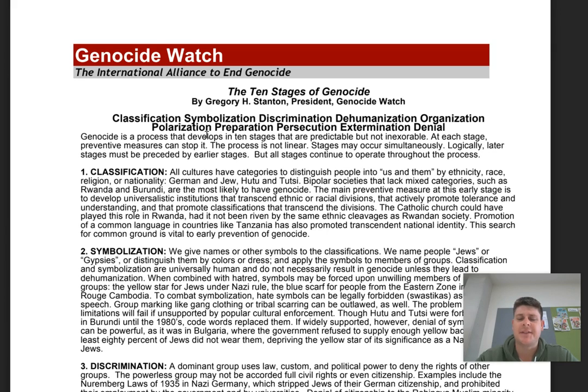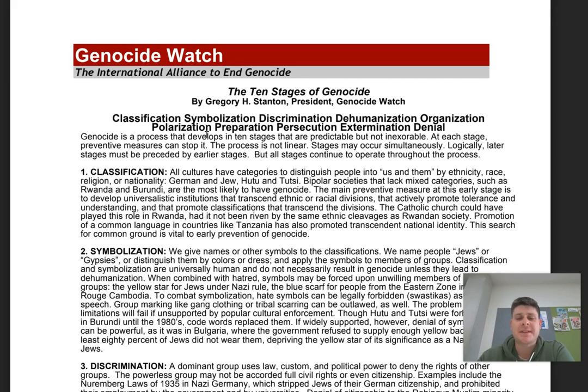And they are classification, symbolization, discrimination, dehumanization, organization, polarization, preparation, persecution, extermination, and then after, there is also denial as well. So let's have a look at this together and we can talk about it. Each stage signifies a different level heading towards genocide, but the process is not linear. Sometimes these stages that we look at today will actually occur simultaneously. That is, they will happen at the same time.